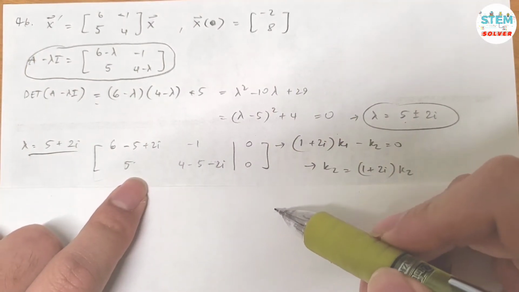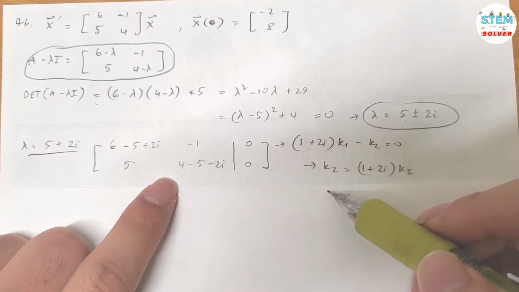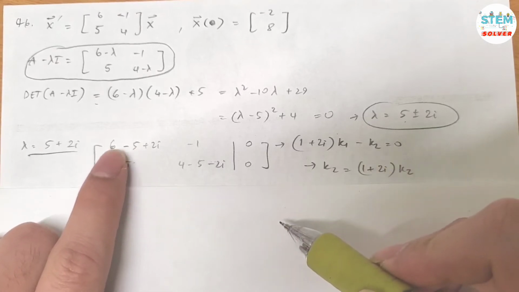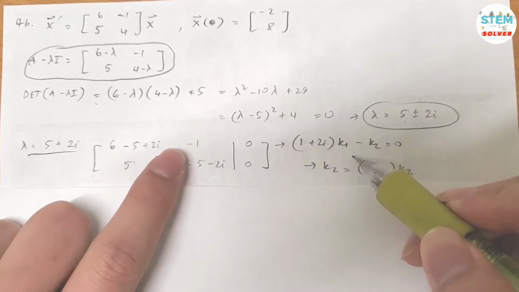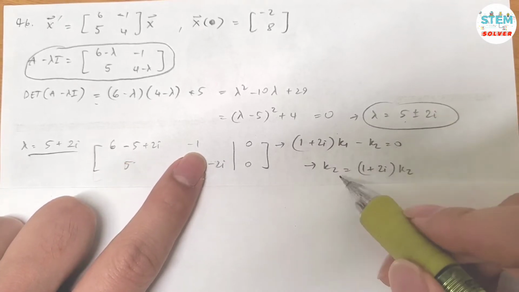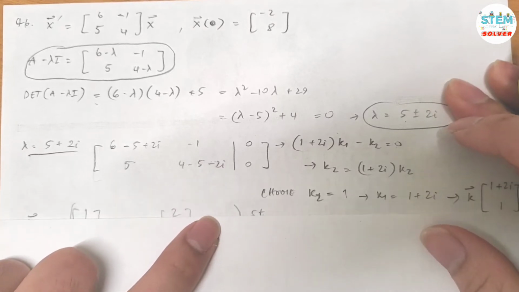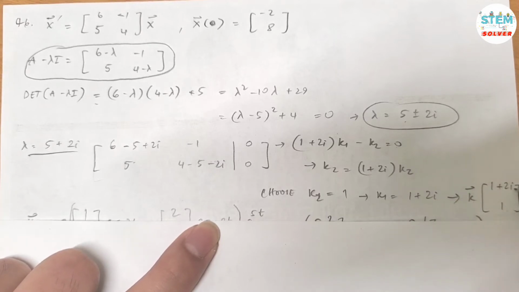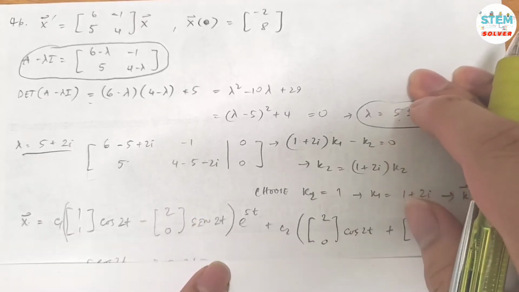Okay, so now you can use either one of these equations to solve for the unknowns. I'm going to use the first equation. Simplify this. It gives me (1 plus 2i) times k1 minus k2 equals 0. Solve for k2, I got (1 plus 2i) times k1. Then if I choose k1 equal to 1, my k2 is 1 plus 2i, and my vector k is 1, 1 plus 2i.